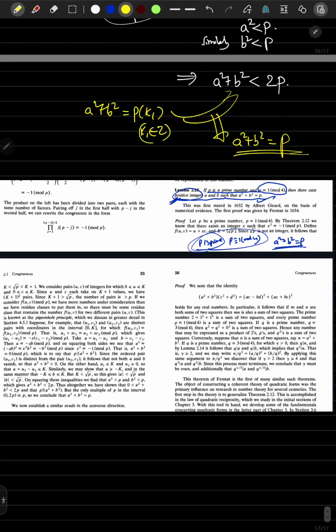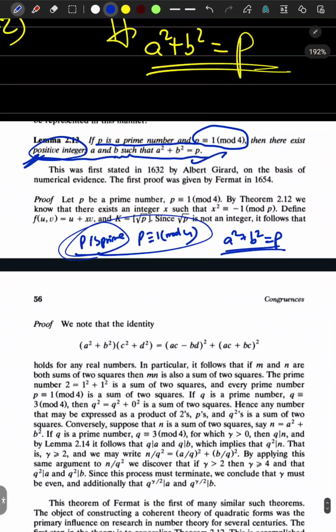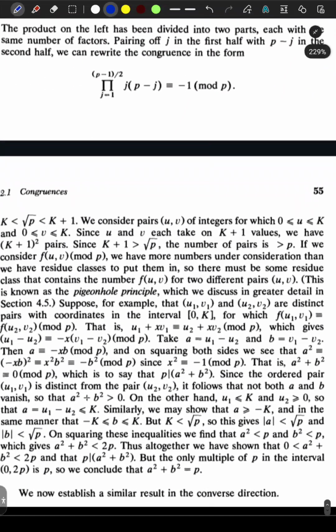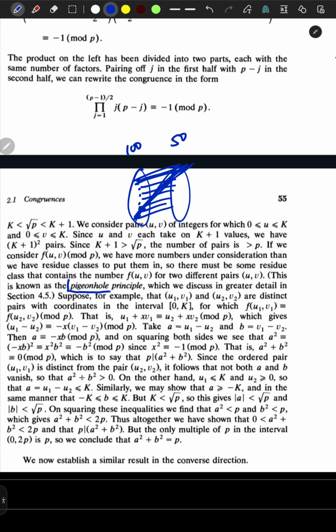So let's discuss briefly what they have written. The author has also beautifully written the same thing I have discussed previously. If I am having k plus 1 outputs, say 100 outputs and only 50 possibilities, then there will be a matching, so there exist two numbers which will be the same. This is known as the pigeonhole principle. If you want to know more, you can search it.